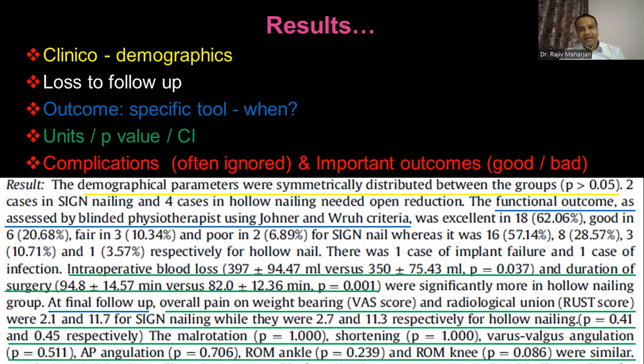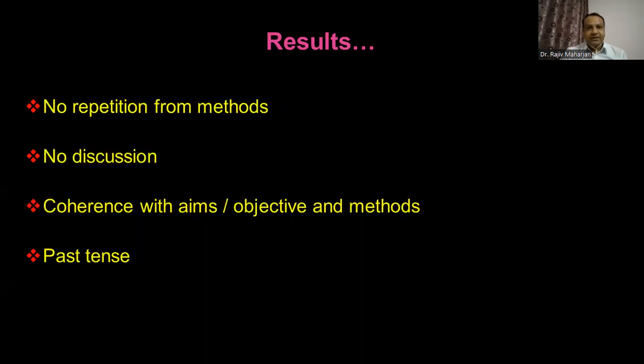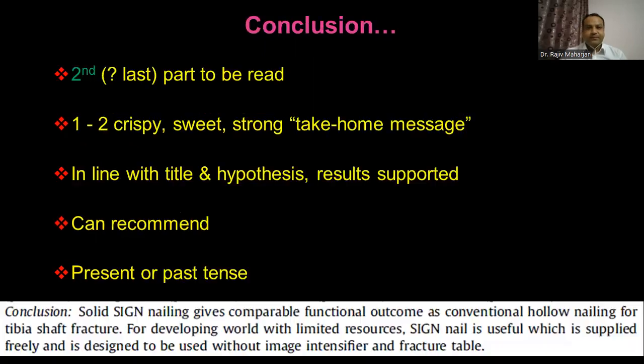Everybody has a habit of ignoring the complications, but it is not a wise idea. No matter whether it is good or bad, all the important outcomes have to be mentioned in the results section. Like this one says there are 2 cases of one complication and 4 cases of open reduction, there are some implant failures, there is infection, like that. In the results section, you are not supposed to repeat any of the portions from the introduction and methods. You should not include discussion in your results. However, the results must be in accordance with the aims, objectives and the methods.